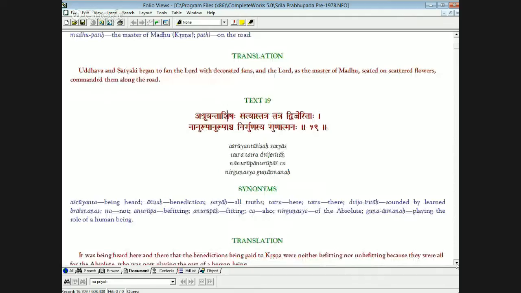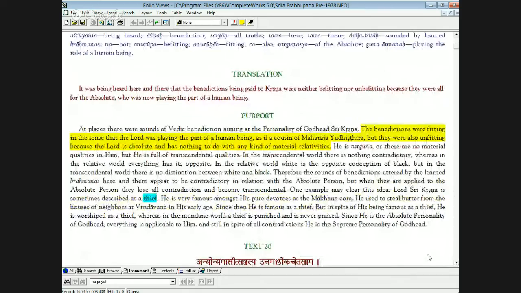Krishna is the enchanter of the soul. It was being heard here and there that the benedictions being paid to Krishna were neither befitting nor unbefitting because they are all for the Absolute, who was now playing the part of a human being.